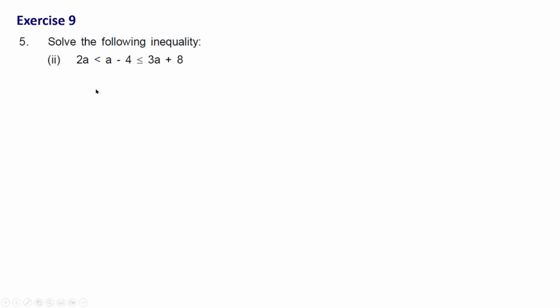Next question, 2a < a - 4 ≤ 3a + 8. When we have such type of inequalities, let us solve the inequalities separately. First let us take 2a < a - 4, and then let us solve a - 4 ≤ 3a + 8, and later on let us combine these two.